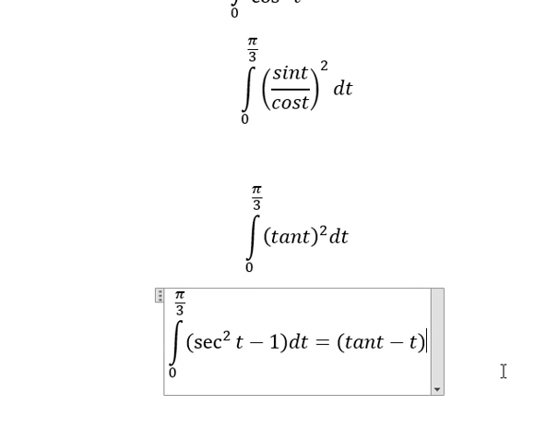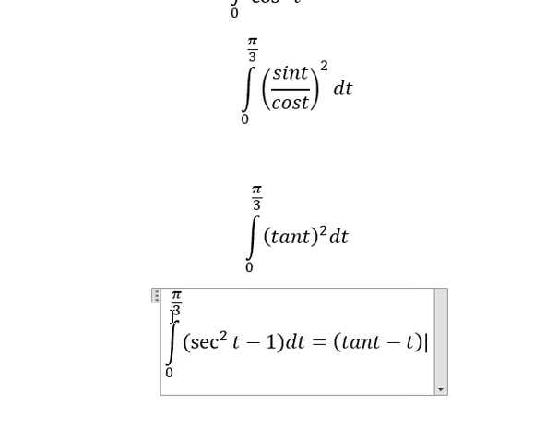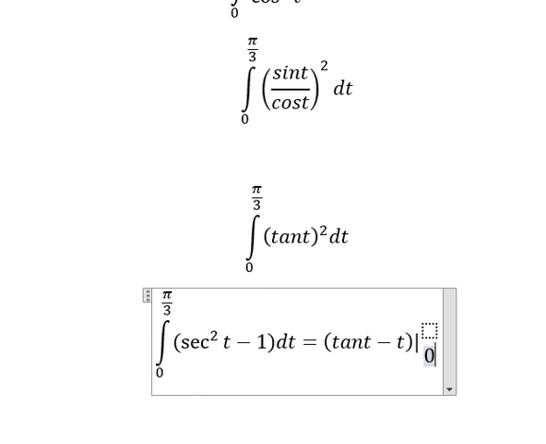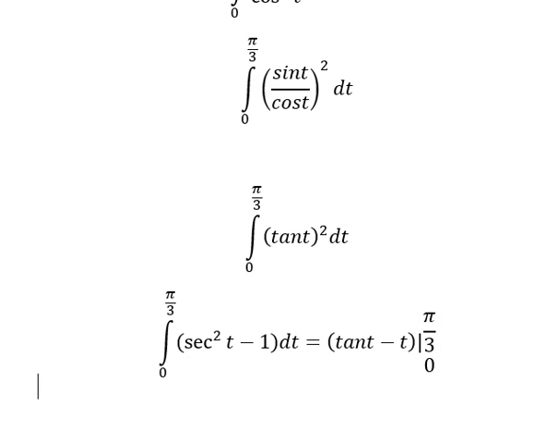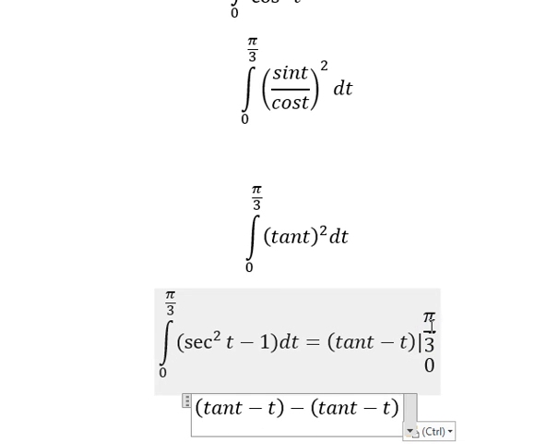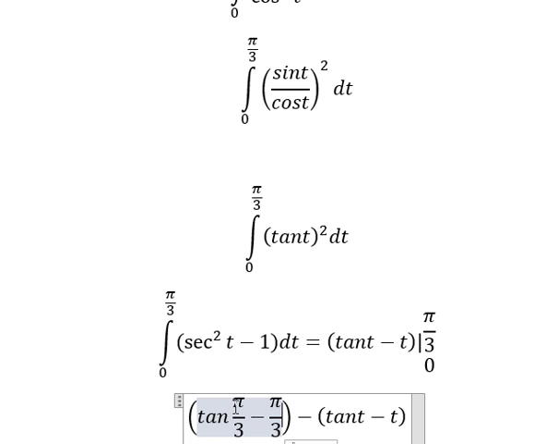And now we put the bounds from 0 to π over 3. And now we put π over 3 go here, number 0 go here. So we put π over 3 in here. Number 0 in here.